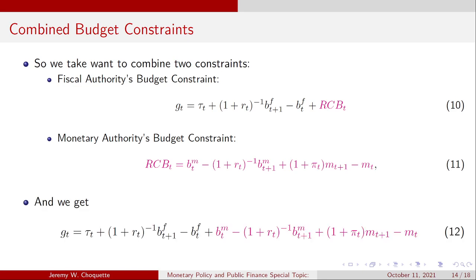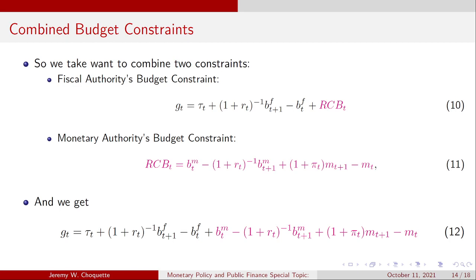And what I do is, everything in pink on the right-hand side of equation 11 gets subbed in for that pink RCBT term in equation 10, and it gives me this really long equation 12. This is what we have so far. Now I've got government spending equals lump sum taxes plus the flow of government bonds plus, essentially, the inverse of that flow, because I have BTM minus 1 plus R inverse BT plus 1M in the pink. And then in the black, I have 1 plus RT inverse BT plus 1F minus BTF.